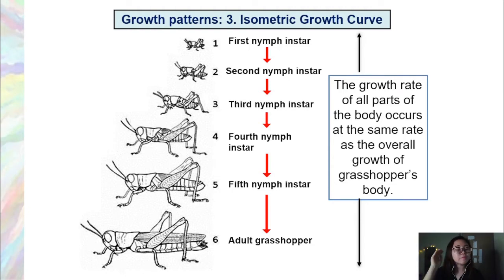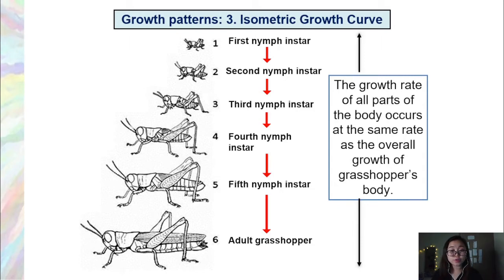But basically, from the first nymph instar to an adult stage grasshopper, the growth rate of all parts of the body will occur at the same rate as the overall growth of the grasshopper's body. So the whole body growing, all the organs growing at the same rate. I think that is quite simple to grasp.